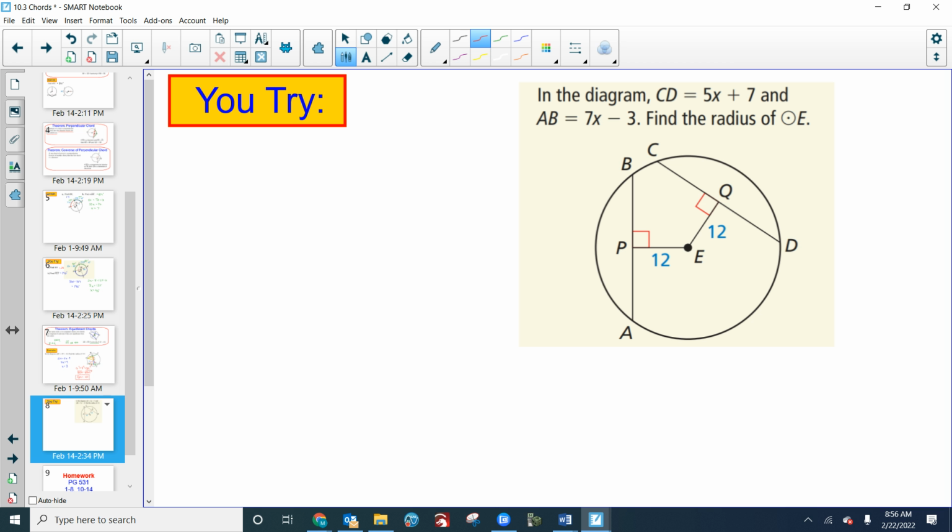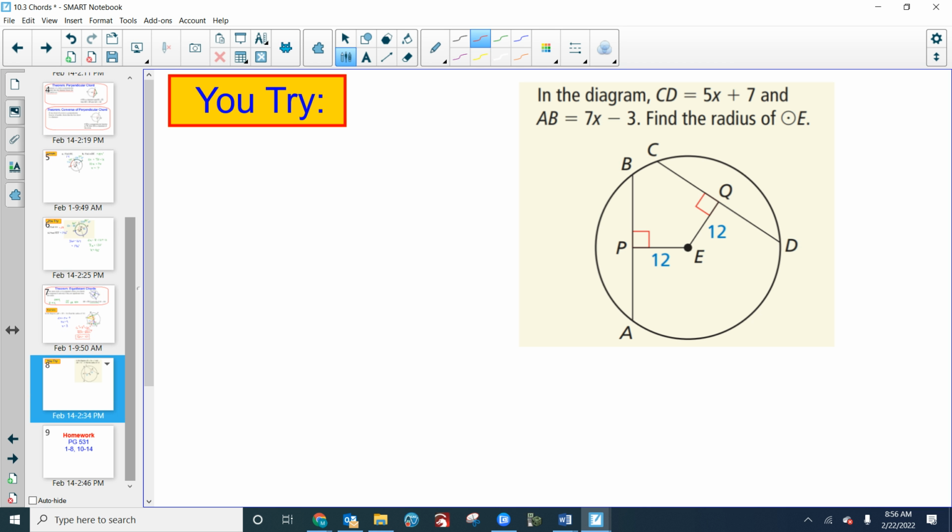Try one similar. Try one similar. And if you can get it right, I'll give you 16 minutes to start your homework. Just draw it. We're just going to write it down.